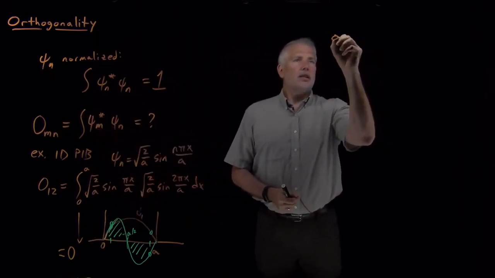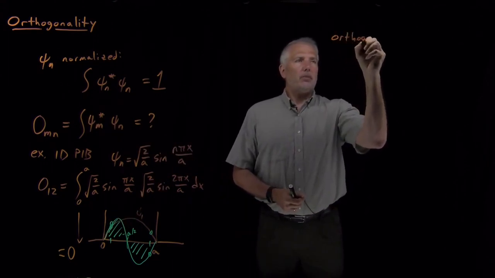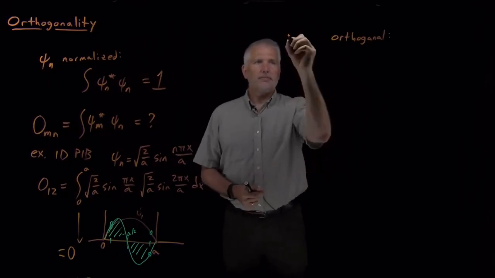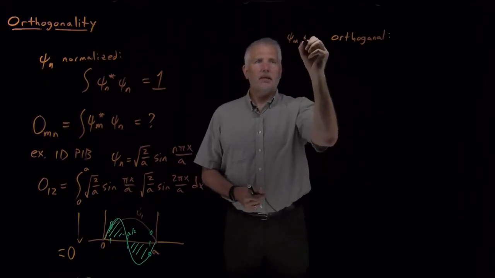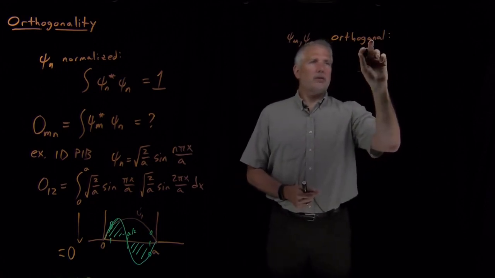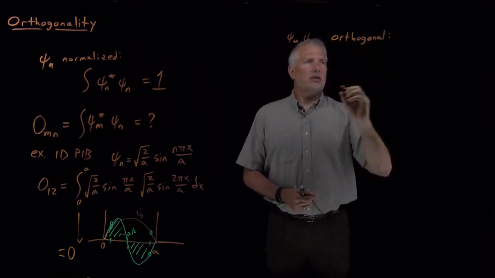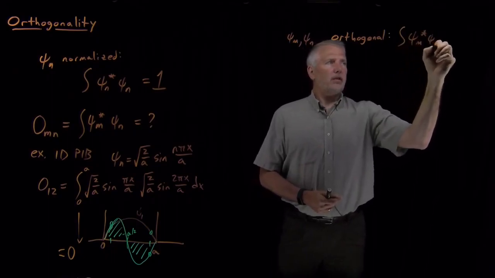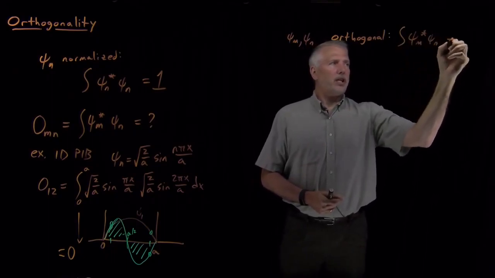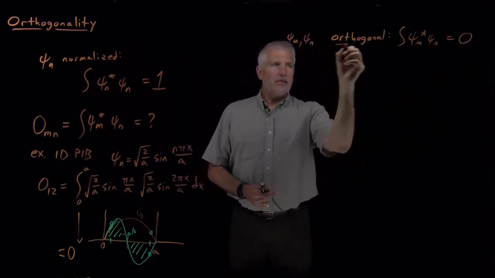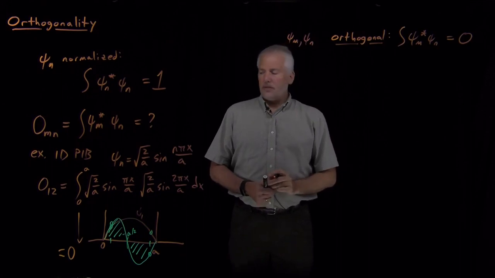So that's a different property. Two wave functions, we say that they're orthogonal to one another when that product of the two wave functions, one of them complex conjugated, integrated, gives us 0. So that's the definition of this property, orthogonal.